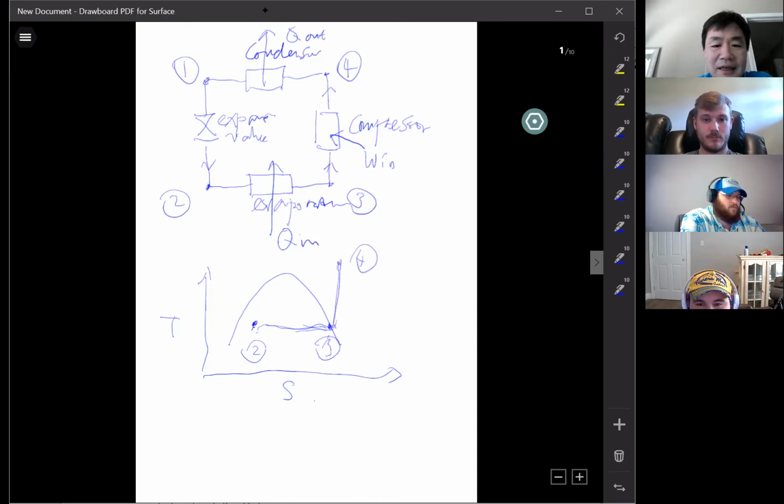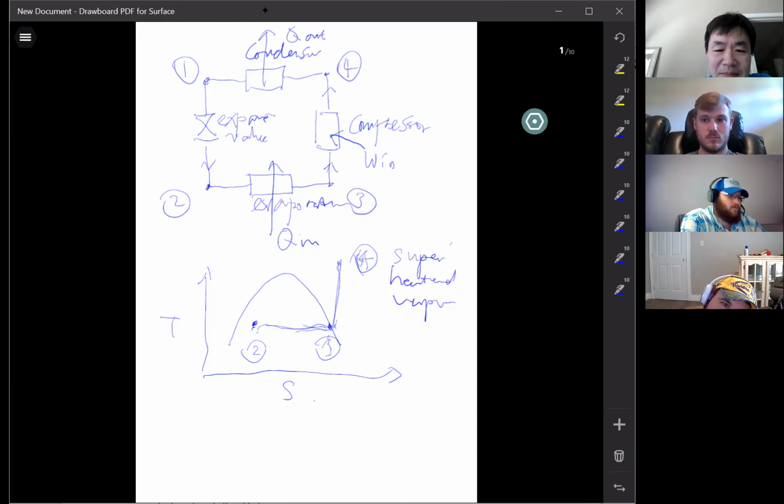Okay. Then that's 4. So what's the state of refrigerant at 4? Superheated, right? Superheated vapor. It's inside the vapor region, definitely. Okay. So 4 to 1, what happened? Now you have very hot vapor here. Then you have to cool it down, right? Use the condenser, okay? Condenser to cool it down. Then at the end, after it goes through the condenser, what's the state at 1?